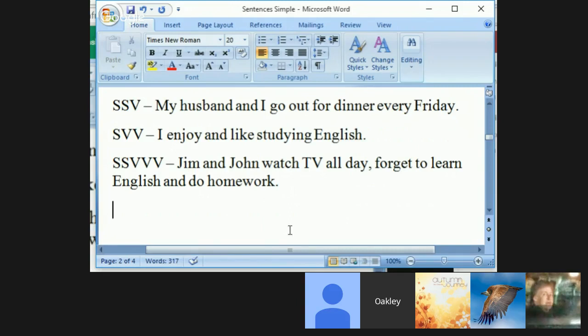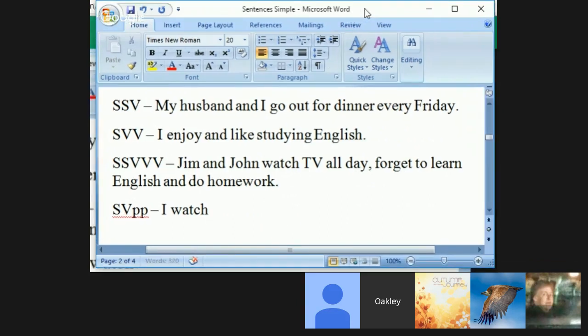Turkey, I have a different assignment for you. I want you to create an SVPP sentence. What I mean by that is one subject, one verb, and a prepositional phrase. Prepositional phrase, okay. Subject. I watch. Prepositional phrase, like what? I don't know, actually. A prepositional phrase includes a preposition. Okay, I watch TV. I know that's wrong, but okay.